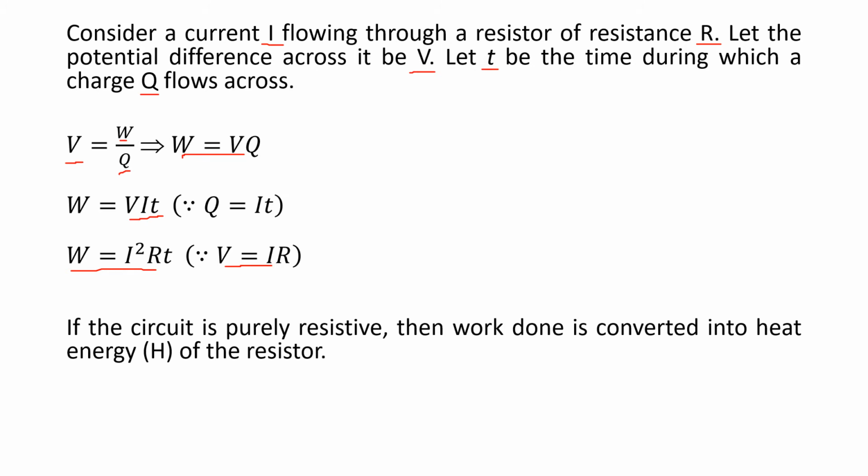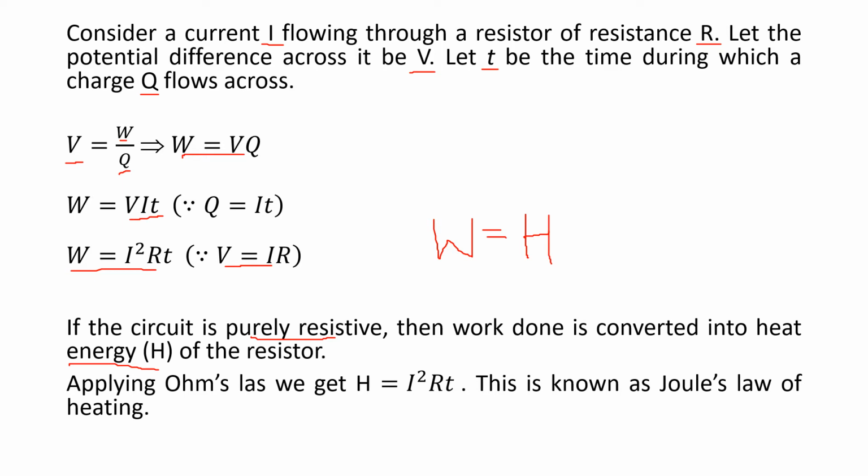Now, like we told, the circuit is purely resistive, means there is no conversion of light, no conversion of sound, no conversion of mechanical energy, only converted into heat. The heat energy is given by H. So here, all the work W which is being done is converted only into heat. So W, the work done, is converted into the heat H. So we have H equal to I square RT.